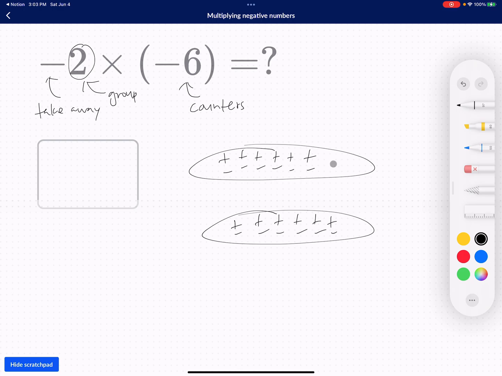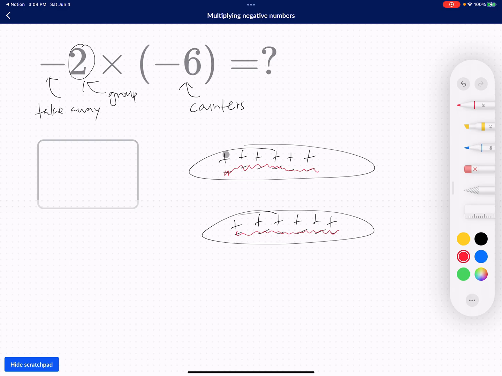So right now, this is equal to 0, that's equal to 0. So this entire value is equal to 0 because there's a whole bunch of 0 pairs, which means that everything is equal to 0. So then, how do I take away 6 negative counters? Well, it's right here. I'm going to take out 1, 2, 3, 4, 5, 6. 1, 2, 3, 4, 5, 6. So I just took away two groups of 6 negative counters, right?